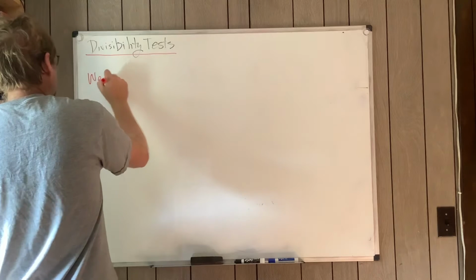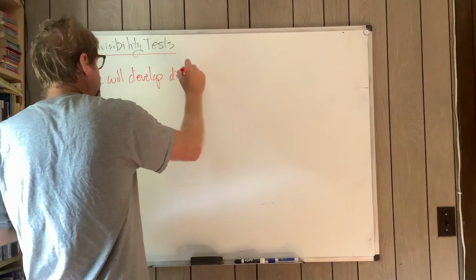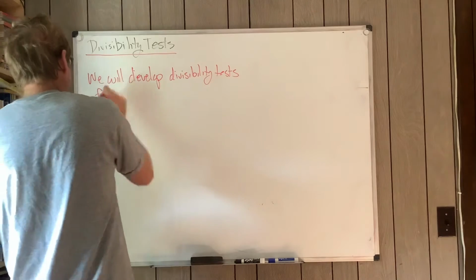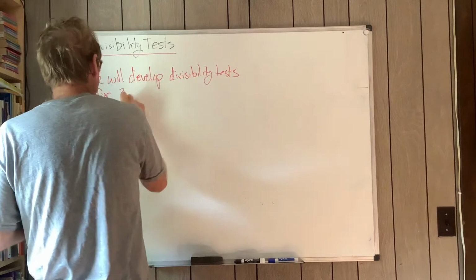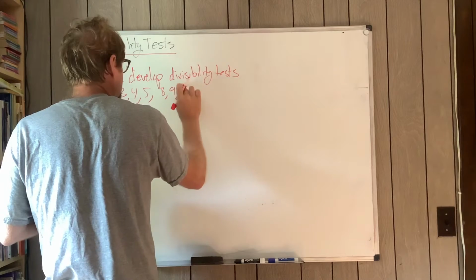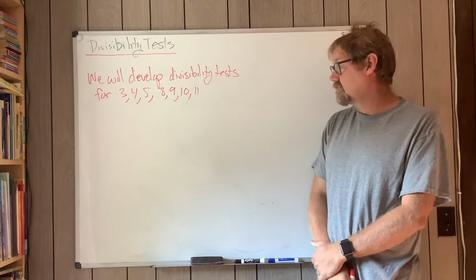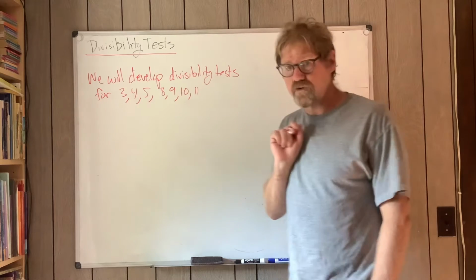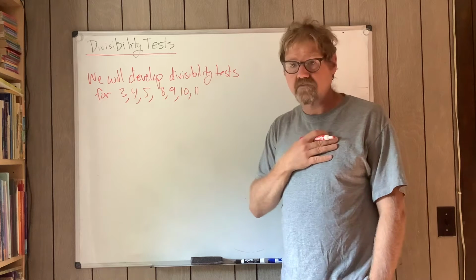So we will develop divisibility tests for a bunch of different numbers. So 3, 4, 5, 8, 9, 10, and 11 are the big standard ones. And I didn't say 2 here because divisibility by 2 is the same as even. That's fairly straightforward.